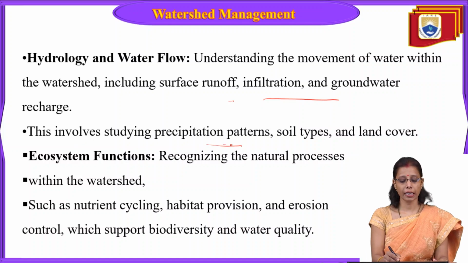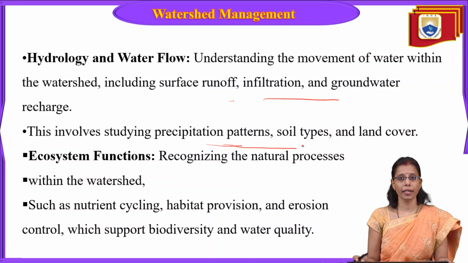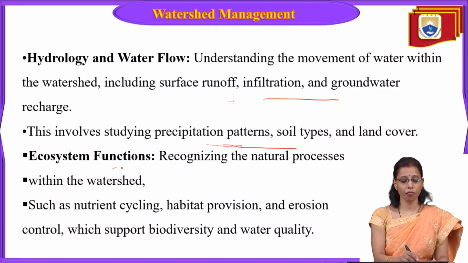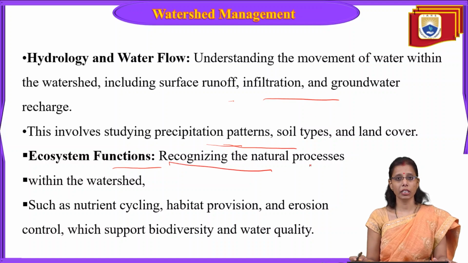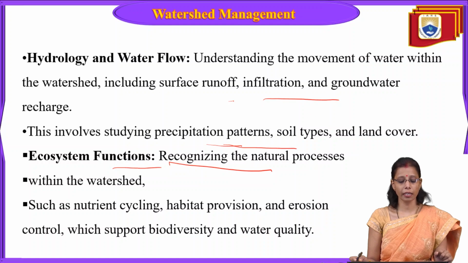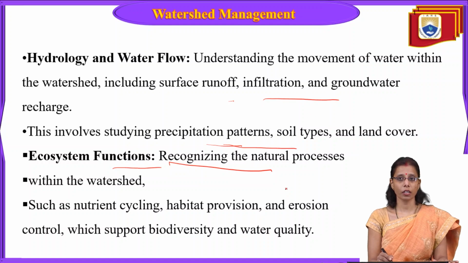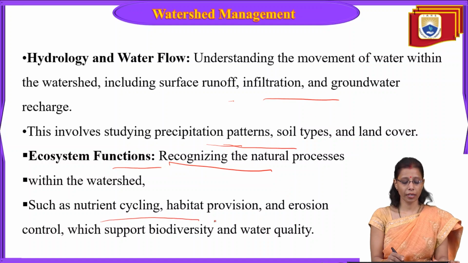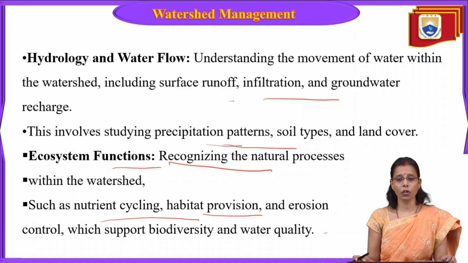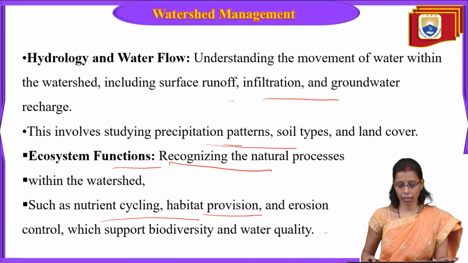This involves studying precipitation patterns, soil types, land cover and ecosystem functions. What are the ecosystem functions here? Recognizing the natural processes within the watershed, like the water cycle: how the water is evaporating, how much rainfall is coming, and how much water is accumulated in such regions. Also the nutrient cycle, habitat provision and erosion control, which support the biodiversity and the water quality of that region.